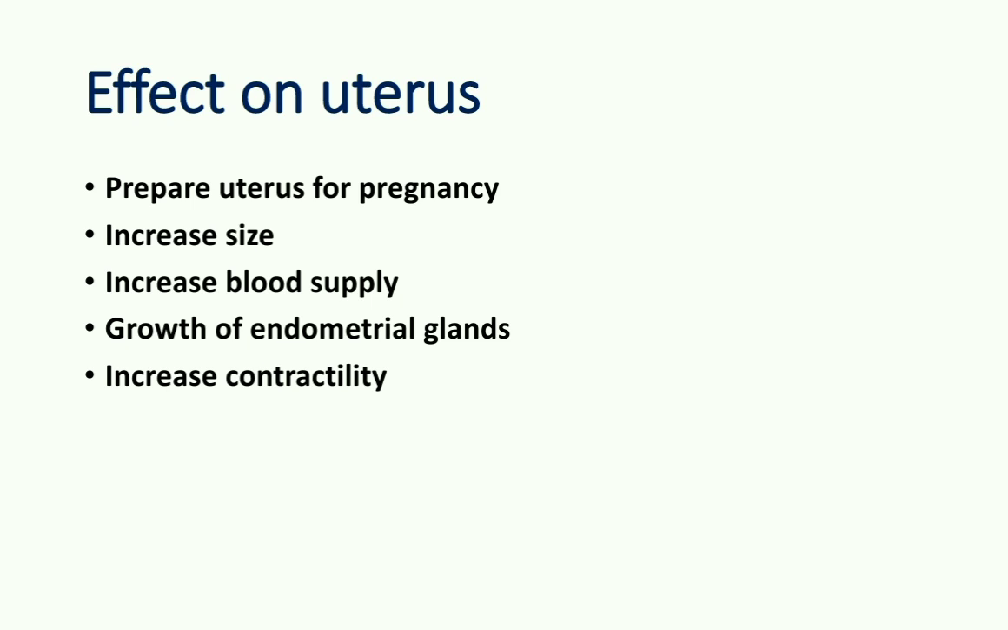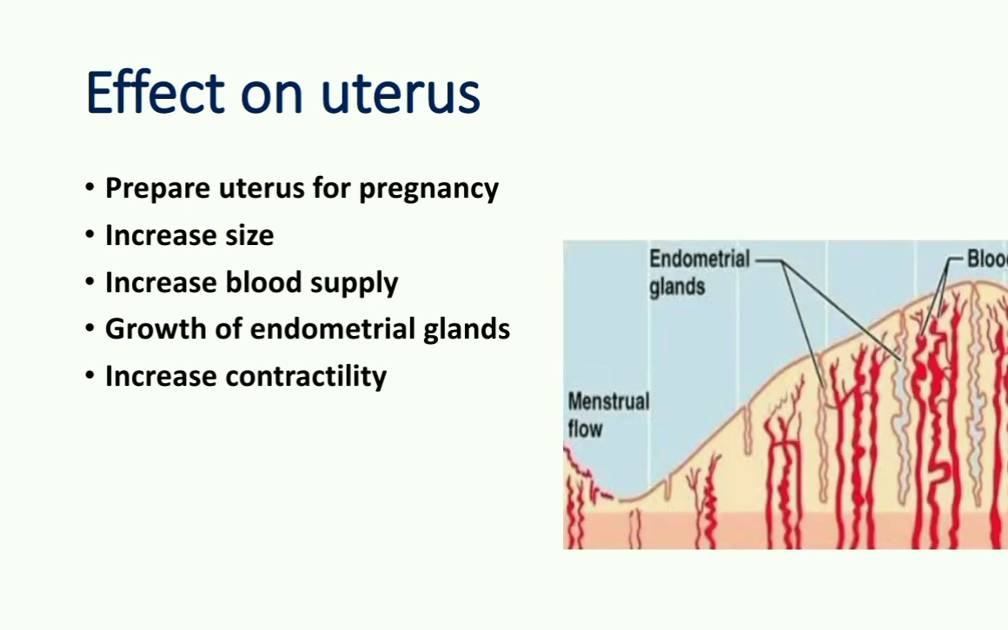It causes enlargement of the uterus from childhood to adulthood size. It increases the blood supply to the endometrium. See, under the effect of estrogen, the blood vessels increase in size and become more tortuous. Proliferation and dilatation of endometrial blood vessels occur under the effect of estrogen. The endometrial glands become more tortuous with increase in blood flow.